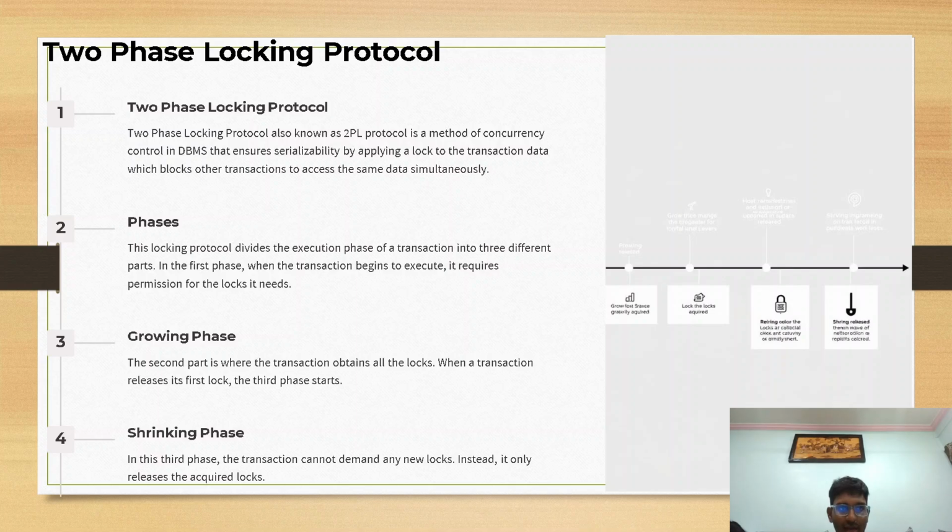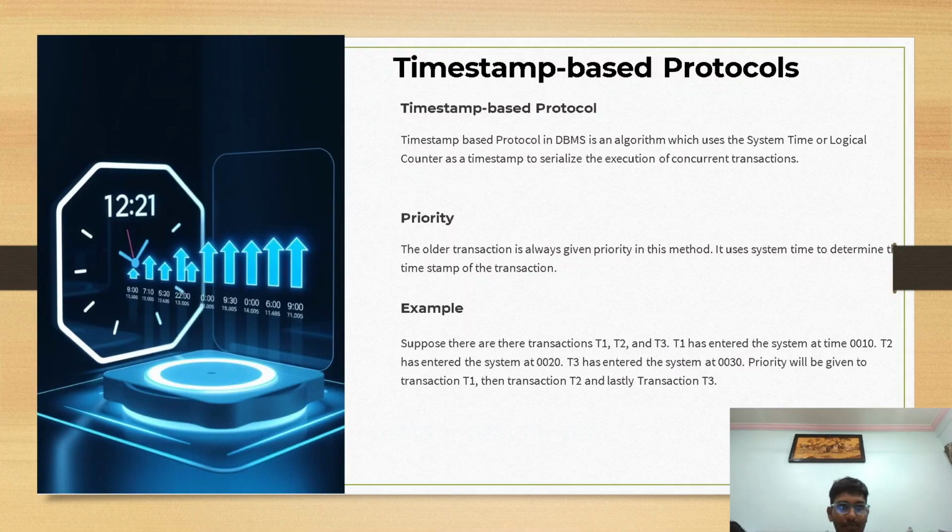Before that, in the first phase, when the transaction begins to execute, it requires permission for the locks it needs, and then the growing phase starts. Now, talking about the shrinking phase, in this third phase, the transaction cannot demand any new locks. Instead, it only releases the acquired locks.